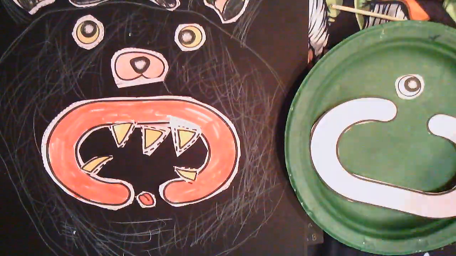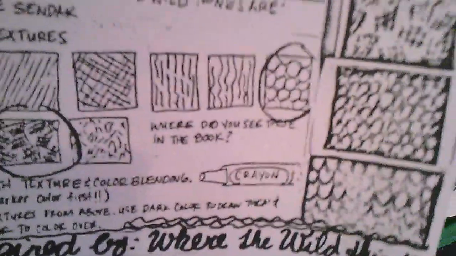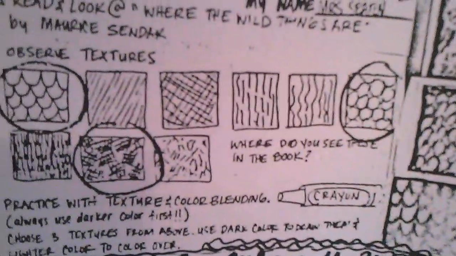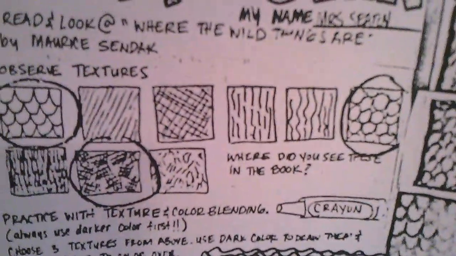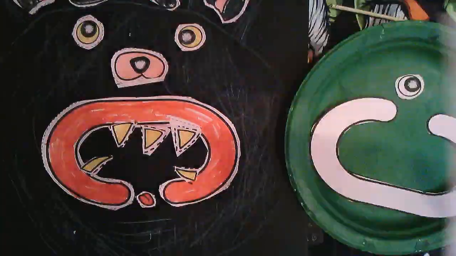We're going to follow the outline for the textures. So you're going to do lots of different textures. Pick 3, like I did. I circled mine. That's an example. So I circled mine. You're going to pick your 3.